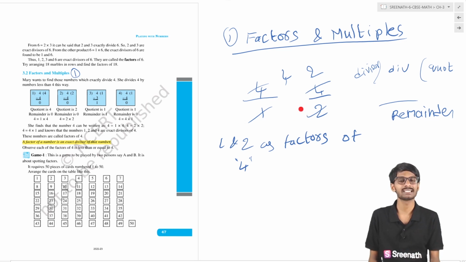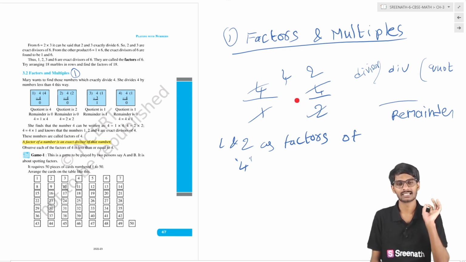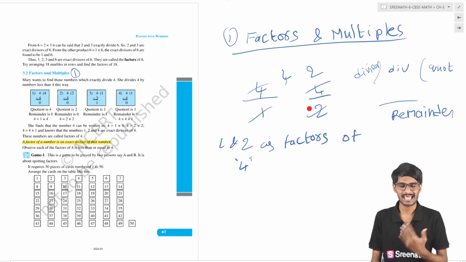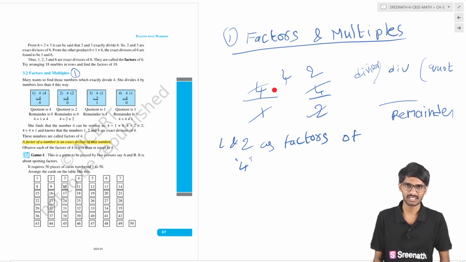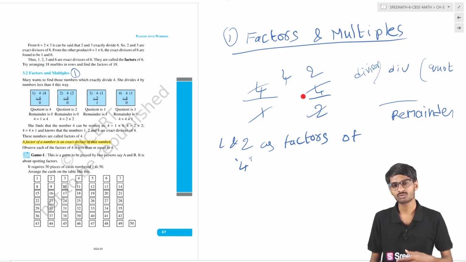So while doing the division, if you are getting the remainder 0, then we call the divisor the exact divisor. If you want a factor of any number, we have to divide that number with an exact divisor. Then that exact divisor is the factor of that number.